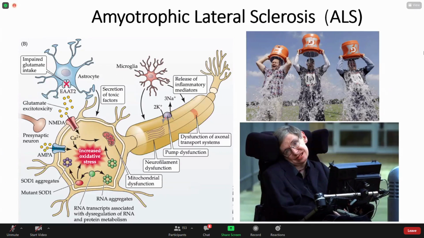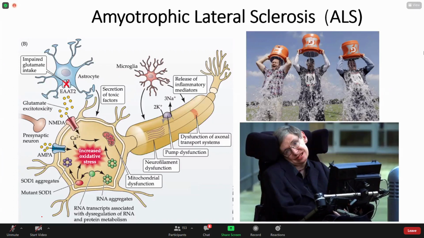In these patients, there is loss or degeneration of motor neurons, and multiple mechanisms have been hypothesized for how the motor neurons degenerate. One of them is impaired glutamate uptake at the astrocyte level, leading to an increase in the glutamate around the neuron, which will cause glutamate excitotoxicity, leading to the death of the motor neuron.